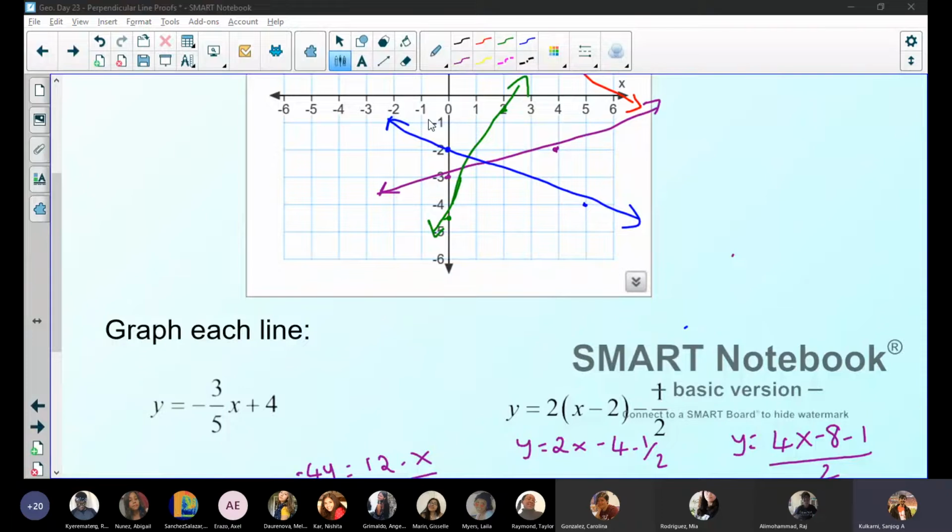Okay. I hope I'm clear here on how to get the graphs for the line equations. Okay, let's see the next slide.